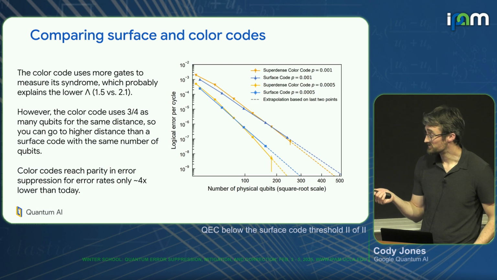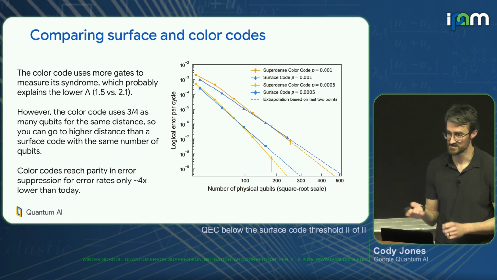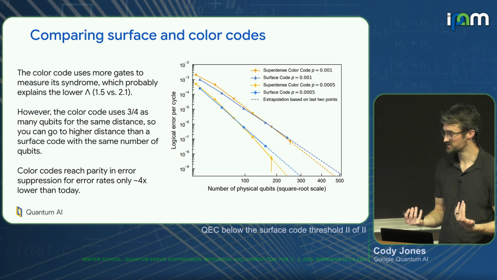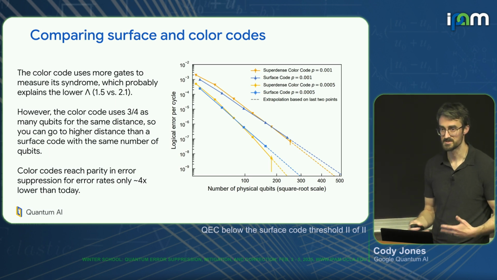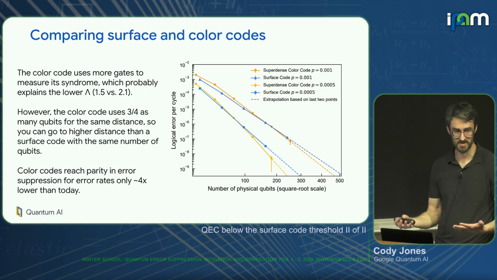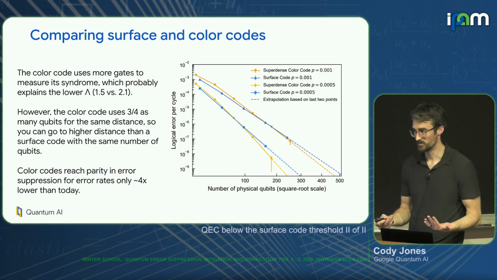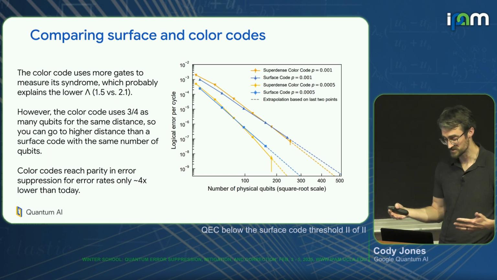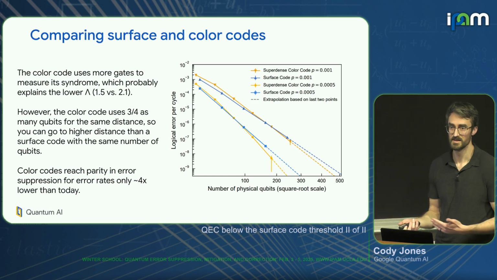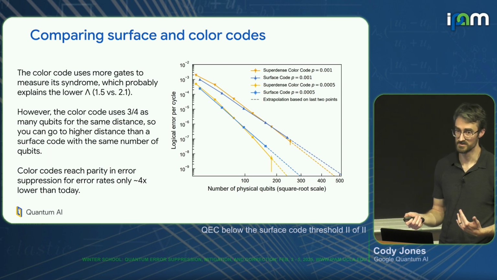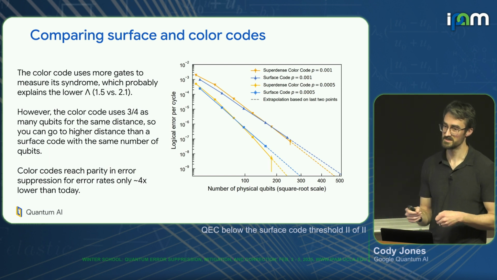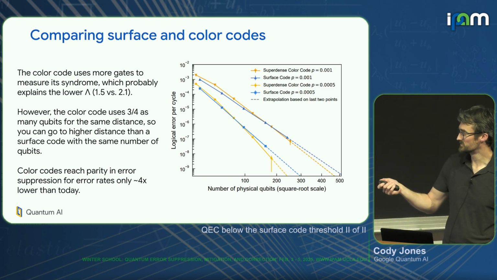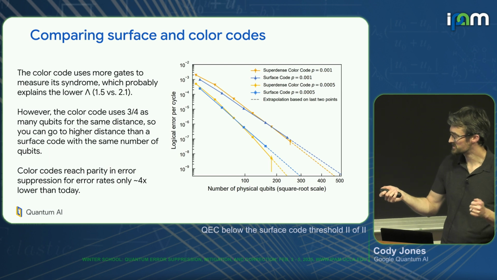But the color code uses fewer qubits to get to the same distance. And so maybe just looking at lambda isn't quite the fair comparison. If I had a device and it has a certain number of physical qubits, what's the best I can do with that device? Well, if my color code uses fewer physical qubits, but I have all that space, I'll go to a higher distance. So let's compare surface codes and color codes by qubits used, not by distance, because I said that's not fair.